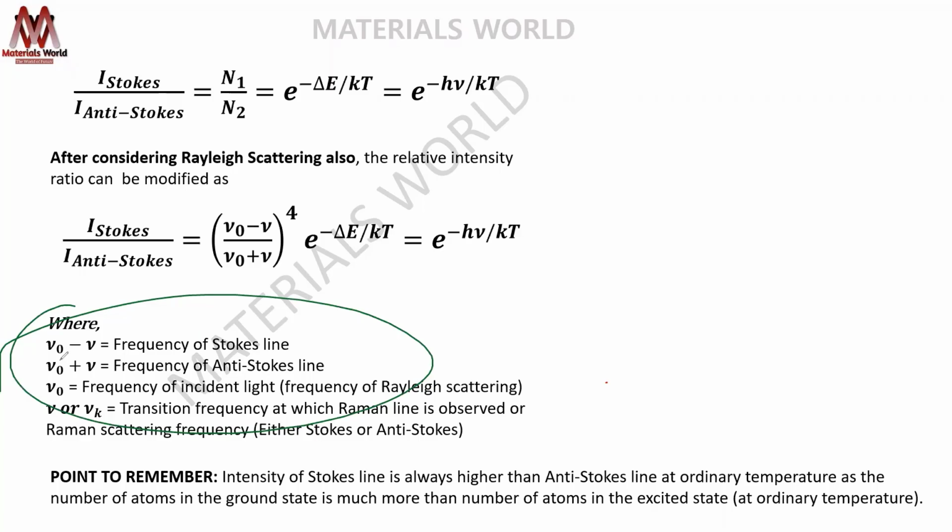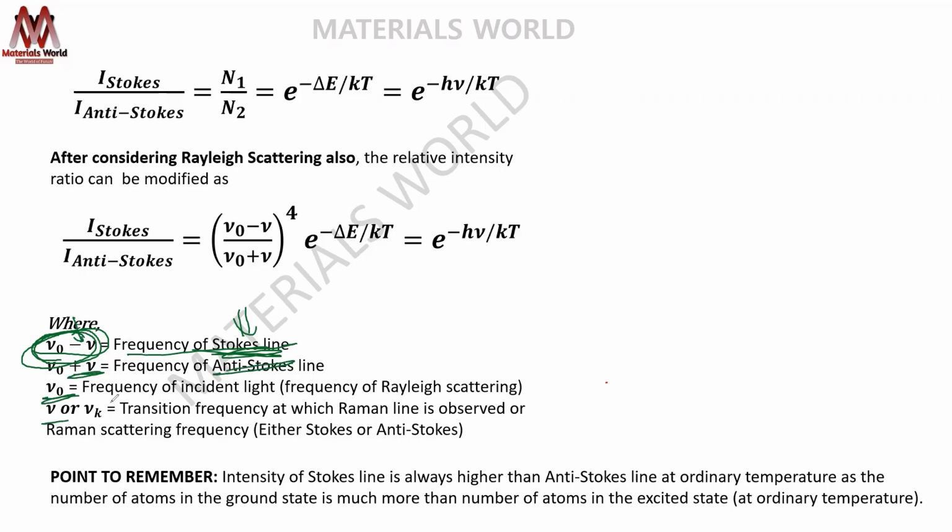So what is nu naught minus nu? Frequency of Stokes line. Stokes line is something when your atom is exciting from ground state, so it will absorb some energy. So finally, photon energy will be lower. How much lower? Your frequency will be lower by nu. For anti-Stokes, it will be added. This is incident, and this is nothing but the transition frequency at which the Raman line is observed. Raman scattering frequency could be Stokes or anti-Stokes.